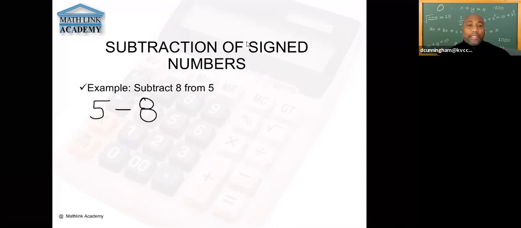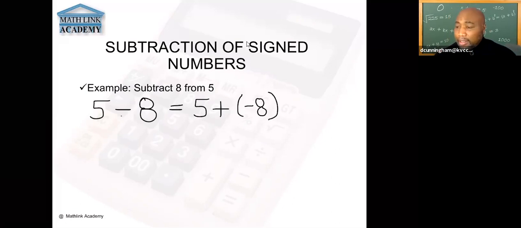Now, there are a lot of ways to look at this particular problem, guys. One way you can say is this is equal to 5 plus, and if you don't like doing subtraction, you can always convert that subtraction, that minus sign, to plus. It's really saying 5 plus a negative 8. So this is a minus sign, and this is our negative sign. Notice the difference there. Minus and negative. So that's one way to look at it.